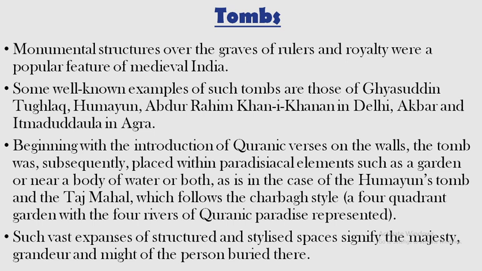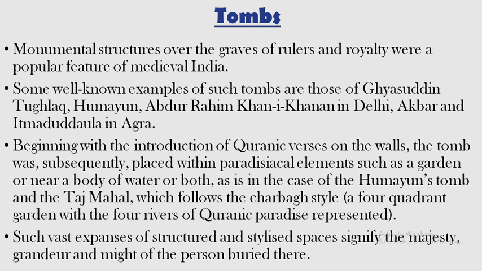Second one being tombs. Monumental structures over the graves of rulers and royalty were a popular feature of medieval India. Some well-known examples of such tombs are those of Ghiyazuddin Tughlaq, Humayun, Abdur Rahim Khan-e-Khanan in Delhi, Akbar and Ithamuddullah in Agra. Beginning with the introduction of Quranic verses on the walls, the tomb was subsequently placed within paradisical elements such as a garden or near a body of water or both.